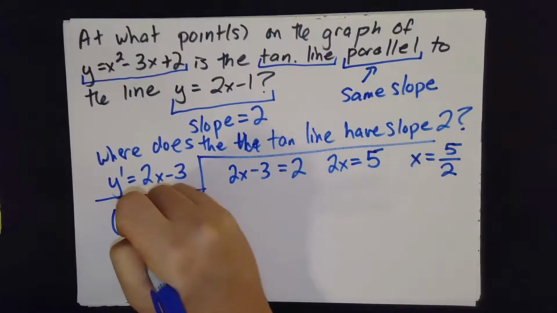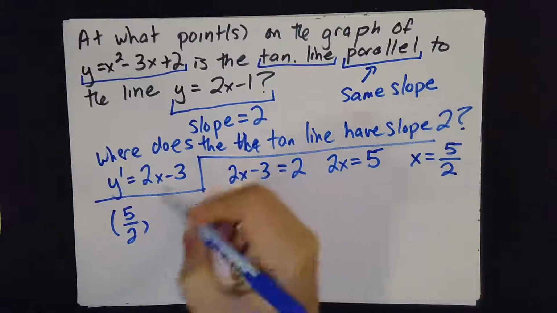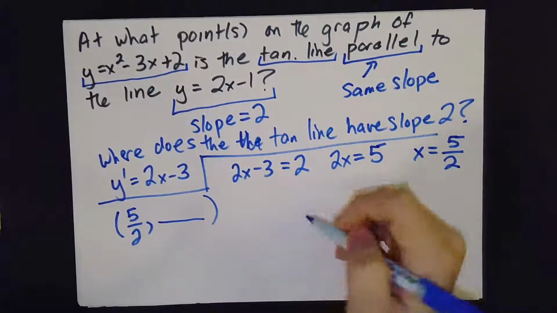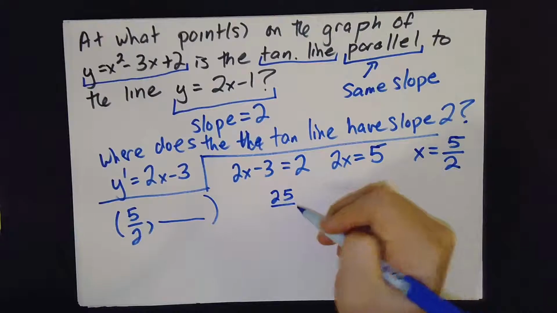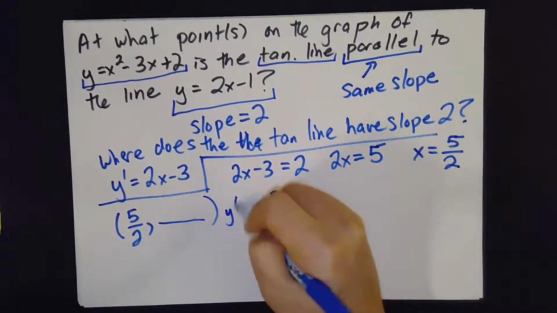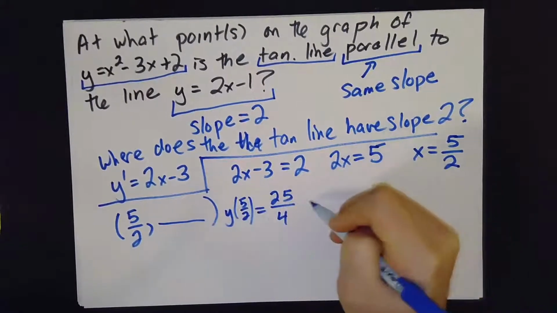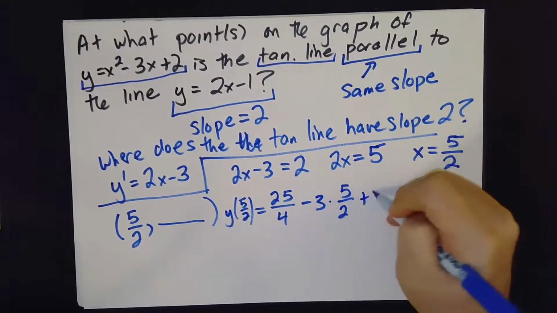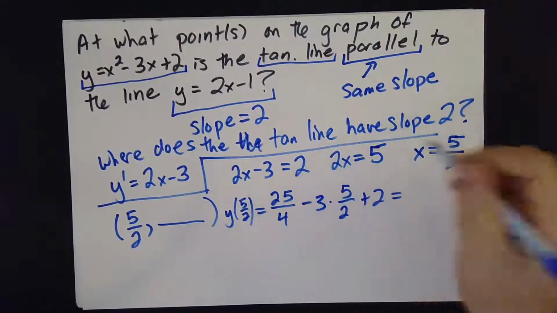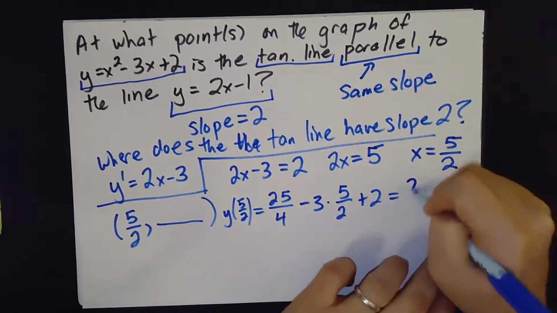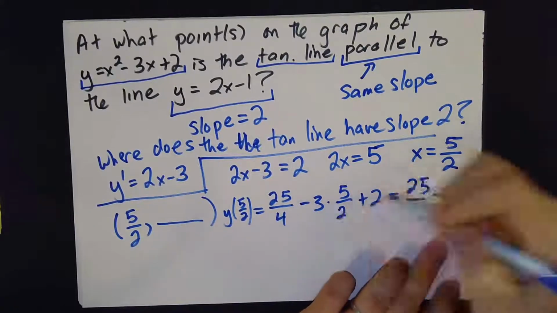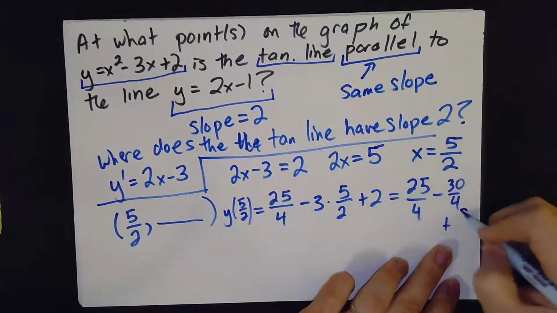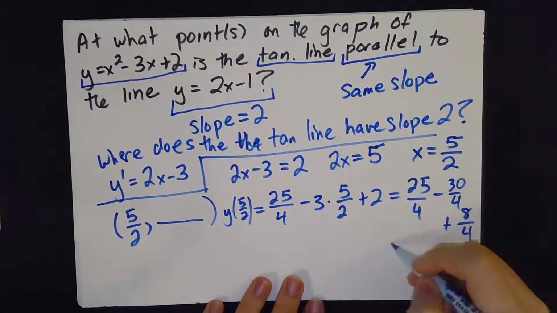And so this point will be 5 halves, comma, and then I need to put this 5 halves back into the original equation. So that will give me 25 over 4, y of 5 halves, I should say, minus 3 times 5 halves, plus 2. So a little bit of fraction math. This is 25 over 4. Minus, this is 30 over 4, plus this is 8 over 4, and so this is 3/4.